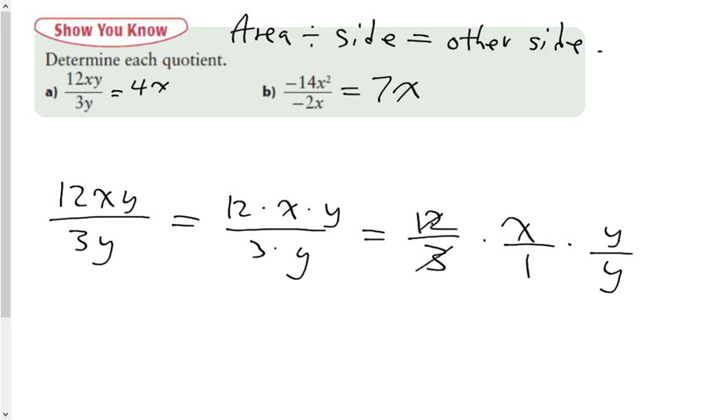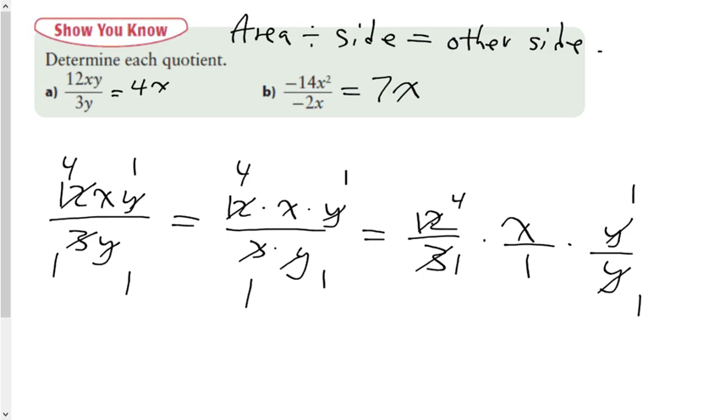But the reason why we want to think of it as fractions is because 12 over 3 would reduce down to 4 over 1, right? X over 1 can't be reduced because it's just a variable over itself. And the number y over the number y, or any number over itself, is going to reduce down to 1 over 1 regardless of what number it is. So y over y will reduce down to 1 over 1.